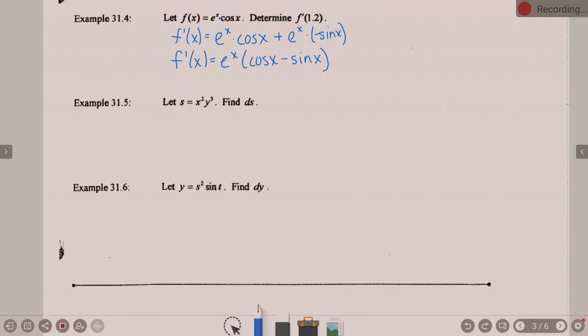And there is an advantage to that, because if you now have to plug this into your calculator, it's easier to plug that into your calculator than having to type things multiple times, isn't it? Okay, which I'm kind of giving away. I'm not done here, right? How do I find f prime of 1.2? You're plugging it in. So, e to the 1.2 times cosine of 1.2 minus sine of 1.2.